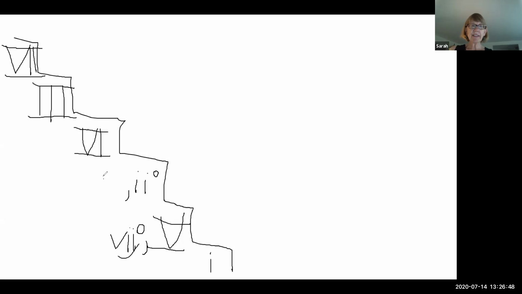Anybody know? It's minor. Yes. So there's our 4 chords. So this is the minor staircase. Okay? When you get to 1, you can go anywhere you want.